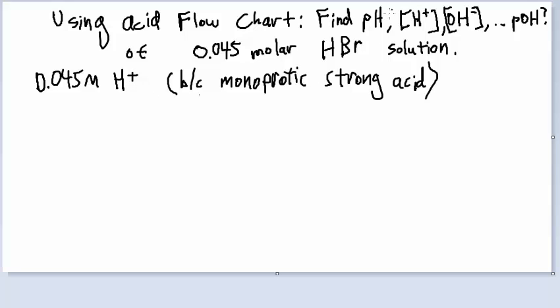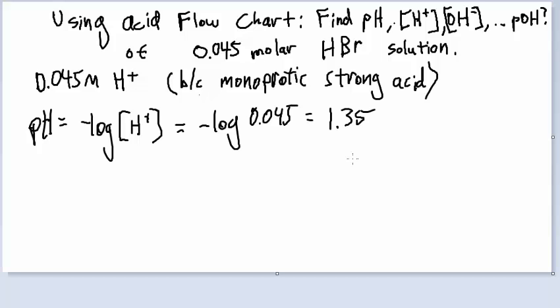And already we've answered this part of the question, the concentration of hydronium. Now the easiest thing to do from here might be to follow the arrow from H plus or H3O plus to pH. And you should see this equation. And that looks like a reasonable answer because this is a strong acid. We would expect it to have a pH significantly lower than 7, and it does.